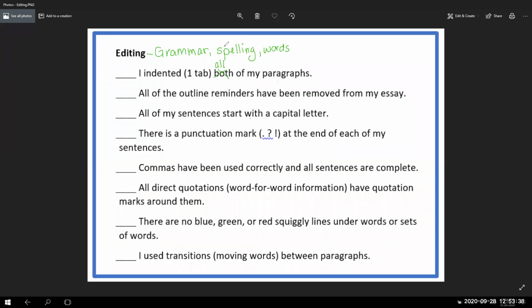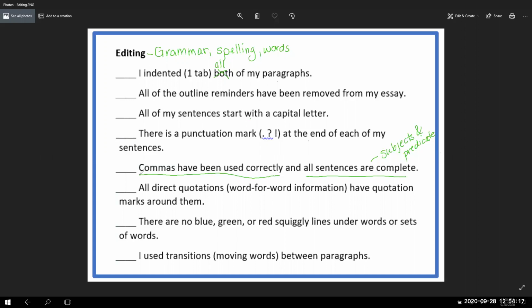Commas have been used correctly and all sentences are complete. When it comes to sentences being complete, check out the subjects and predicates video. Remember, all sentences have to have a subject and a predicate and be able to stand alone as an independent clause. When it comes to the commas, if I have not reviewed this with you yet, or you missed that, please take a look. There should be some videos on those on my page as well. So commas, really important to use to help us understand better what we're supposed to get as the reader from someone else's writing.